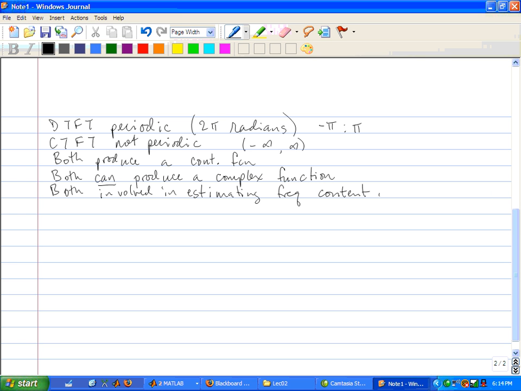Okay, that's good. I think we already answered question four, which was asking about the period. What range of values do we use for the frequency? It's always minus pi to pi, but that's just by convention.